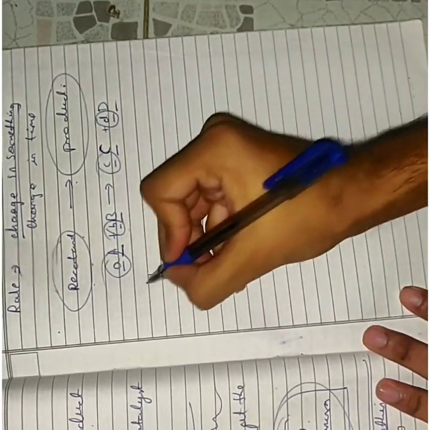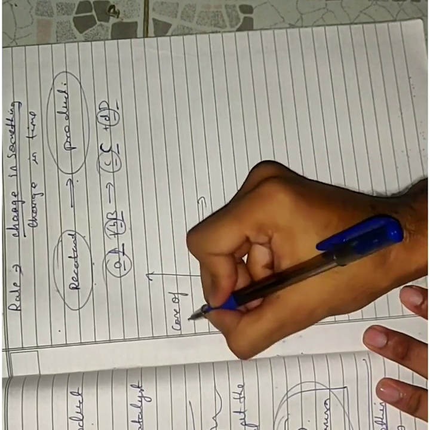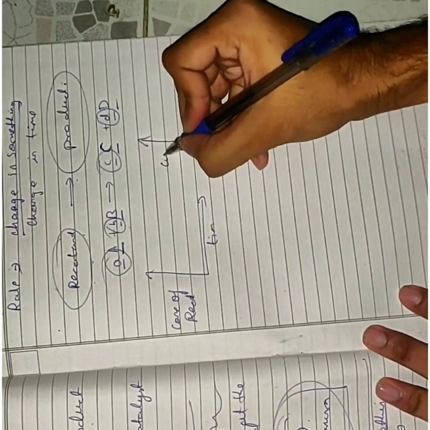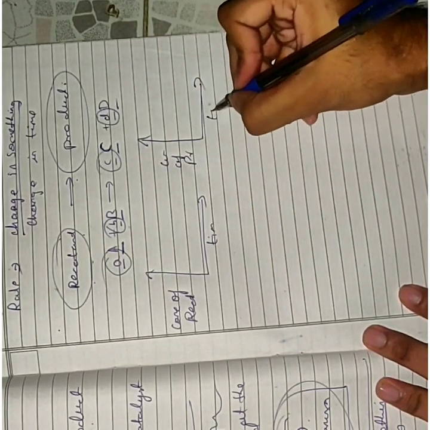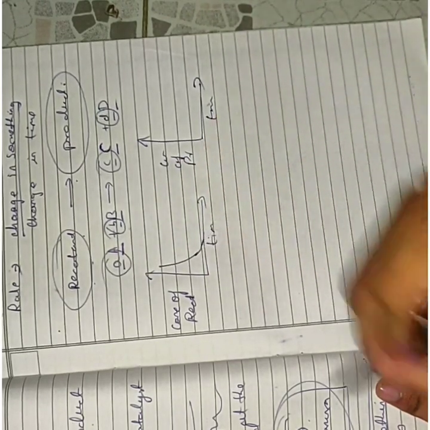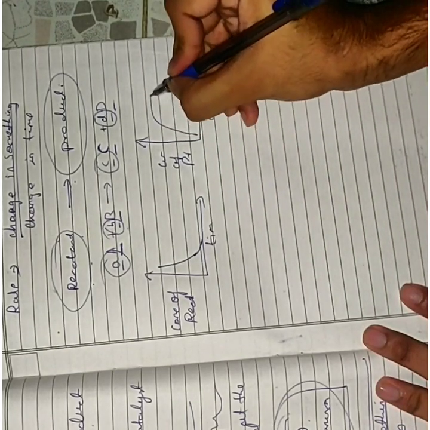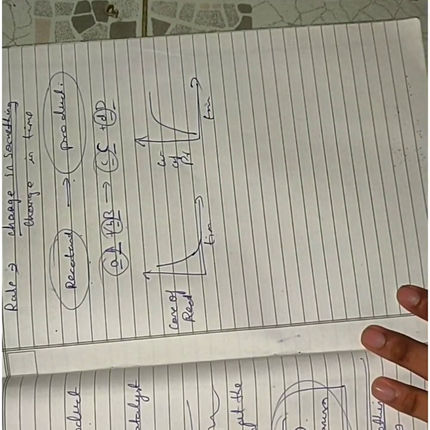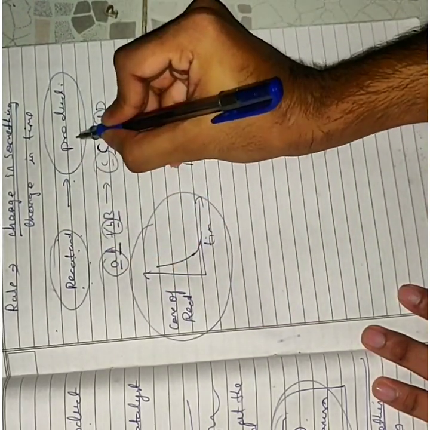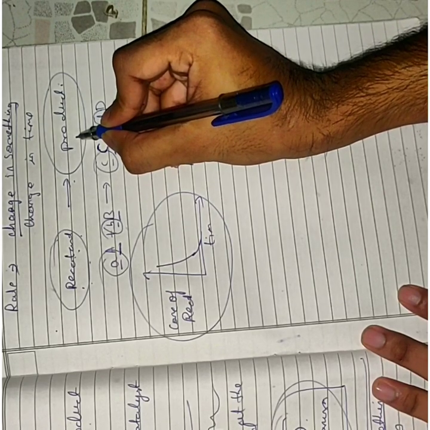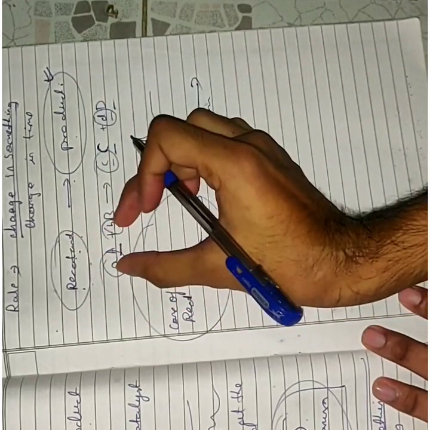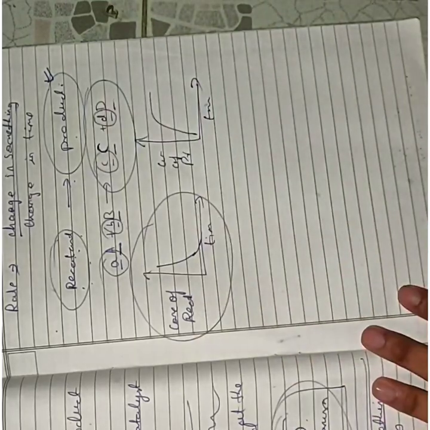If I plot a graph of concentration of reactant with respect to time and a graph of concentration of product with respect to time, I see that the concentration of reactant decreases with the increase in time, whereas the concentration of product increases with the increase in time. Now, why does this happen? We know during a chemical reaction, reactants react to form product. The main purpose of the reaction is to form the product. So, as soon as the reaction starts, the reactants keep on disappearing and the products keep on appearing.